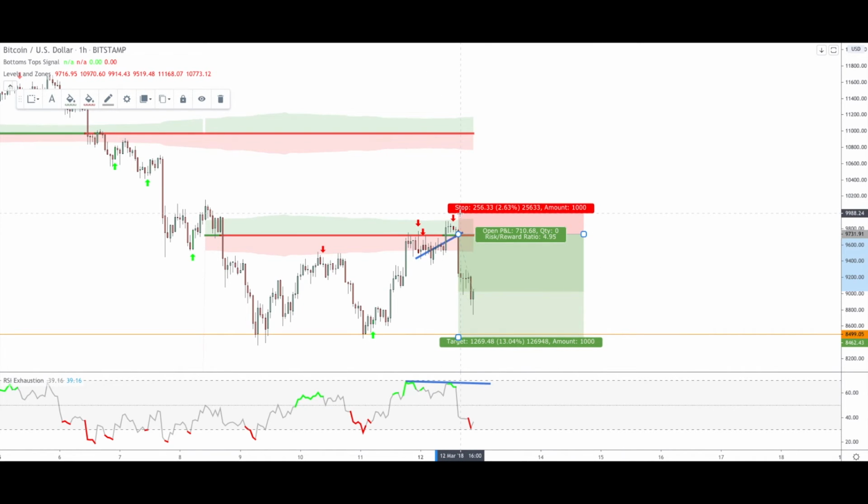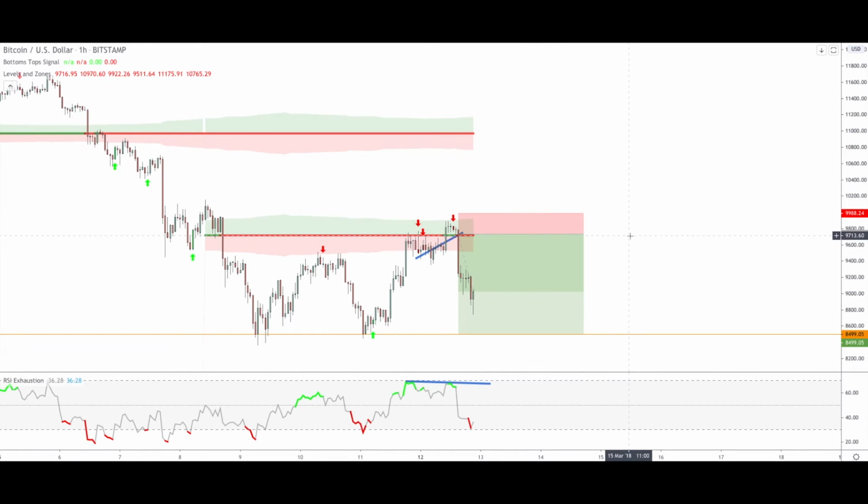With a stop loss which was still above here, and the target is here, and so the risk reward ratio is a bit lower than what I said before. It was before a bit higher than 5. Right now it's a bit lower than 5.